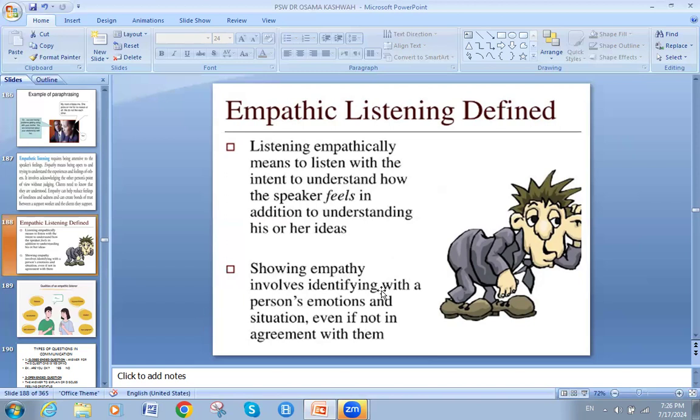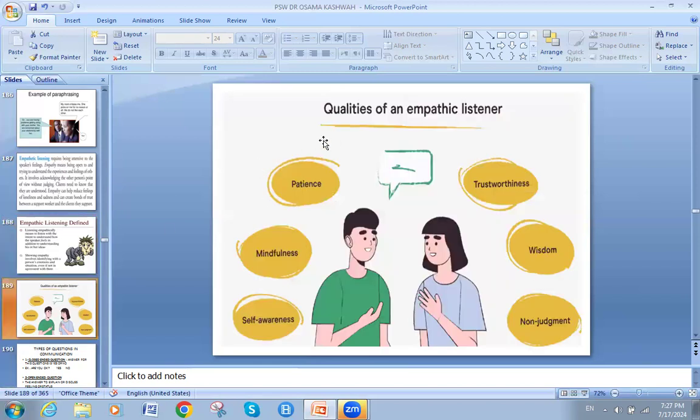Showing empathy involves identifying with the person's emotions and situation, even if not in agreement with them. Yeah, I know it hurts. I know it hurts. But we have to be very patient until it's relieved and healed. Here are the things needed for the empathetic listener. An empathetic listener must have qualities like patience, mindfulness, self-awareness, trustworthiness, wisdom, and non-judgment.